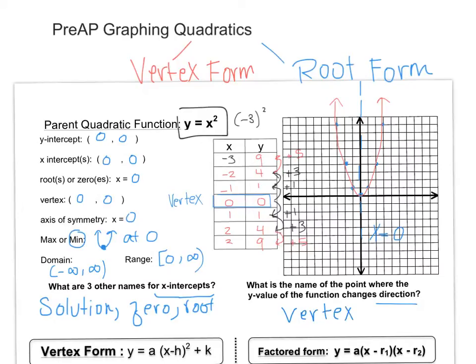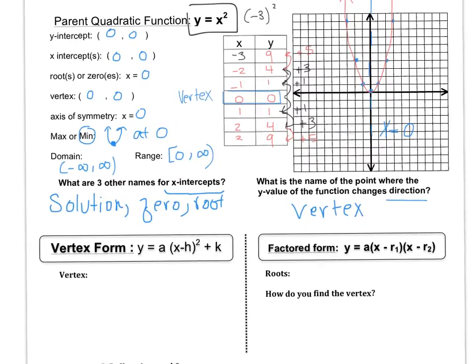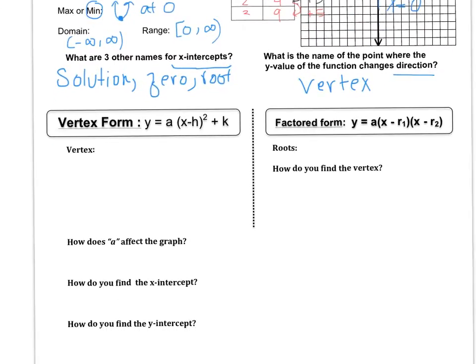And that's the parent function. Now, let's go ahead and look at the general form of a vertex form and a factored form, which is another name for root form. So basically, they mean the same thing.